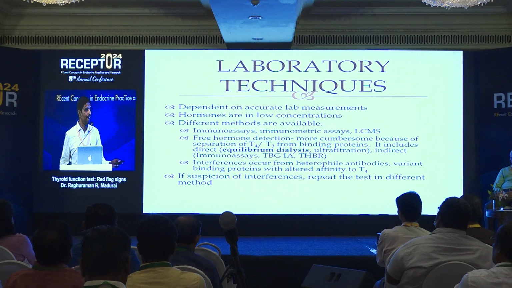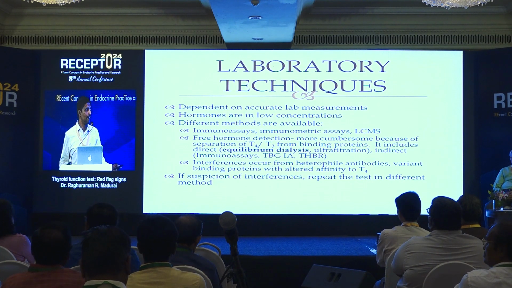If we suspect any interference due to the laboratory techniques, repeat the test with a different method. For example, when a patient has hemolysis or hyperbilirubinemia, we can go ahead with radioimmunometric assays rather than fluorometric assays, which gives a better result.